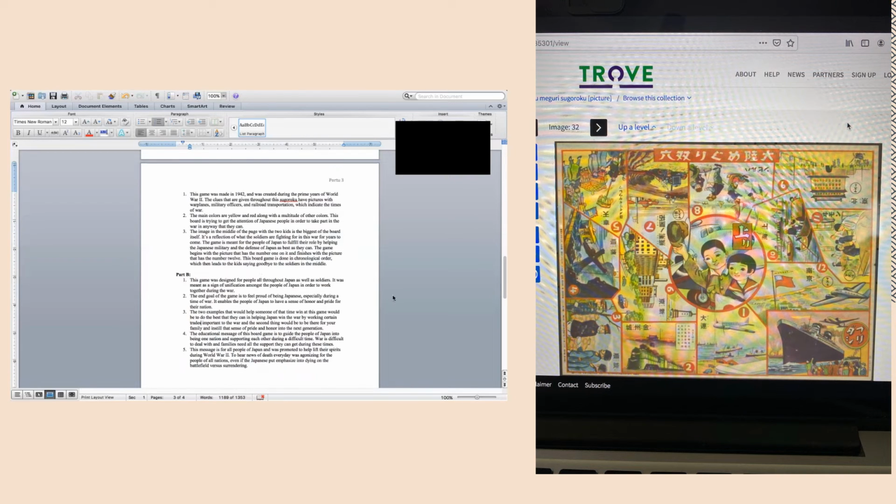Part B. This game was designed for people all throughout Japan as well as soldiers. It was meant as a sign of unification amongst the people of Japan in order to work together during the war. The end goal of the game is to feel proud of being Japanese, especially during a time of war. It enables the people of Japan to have a sense of honor and pride for their nation.